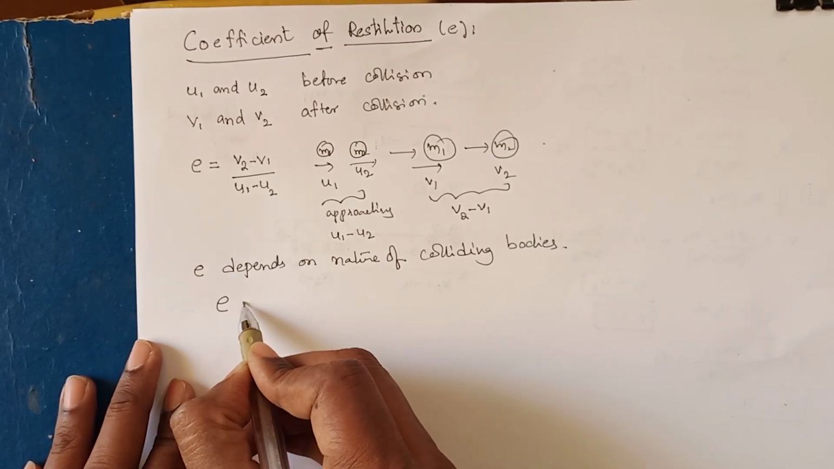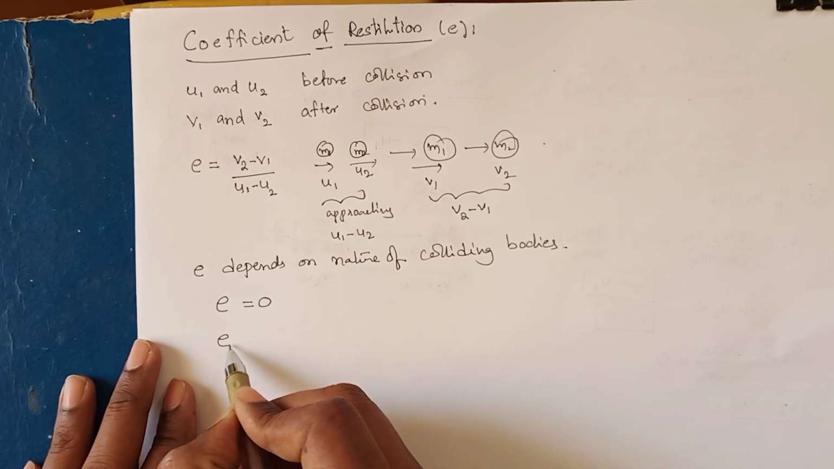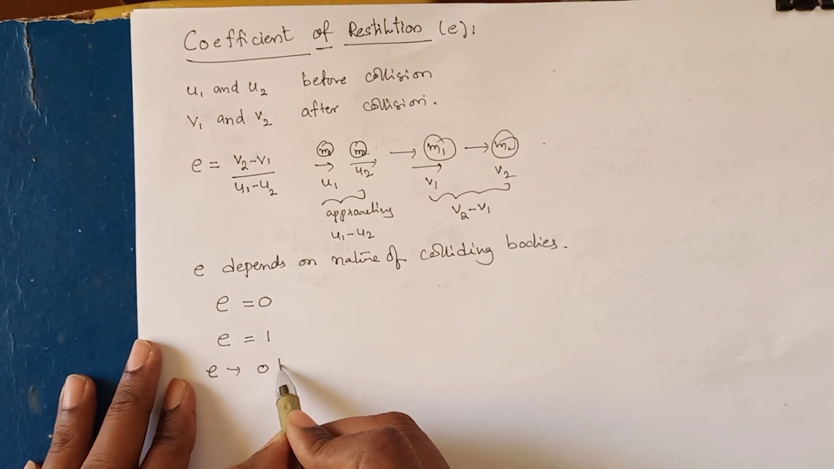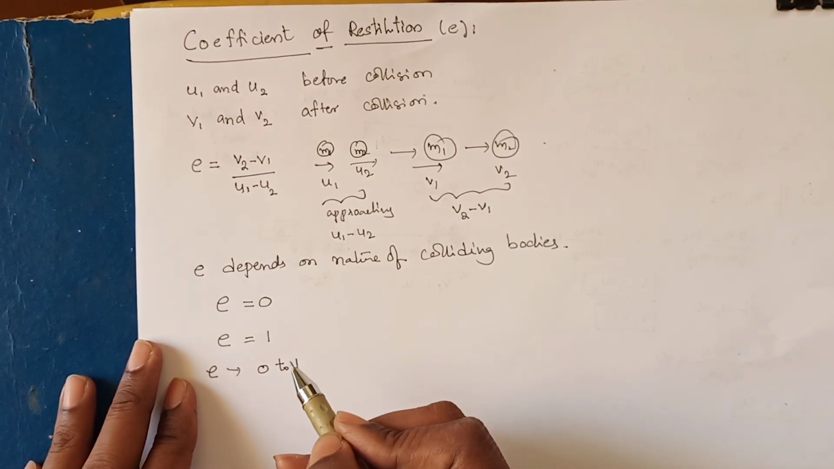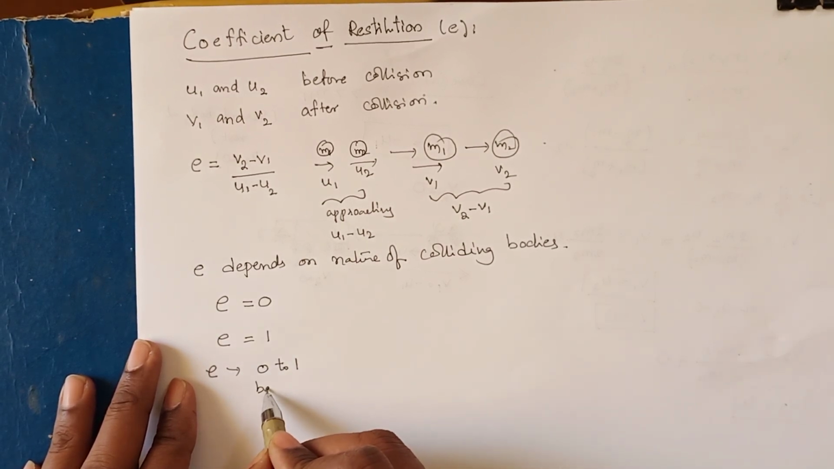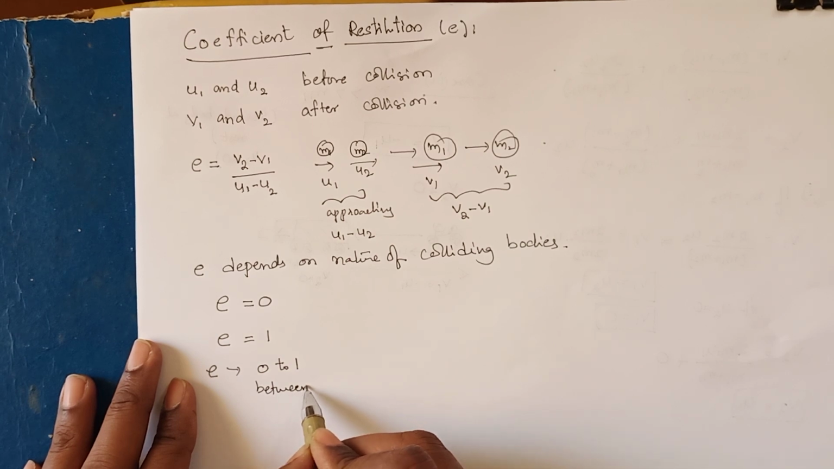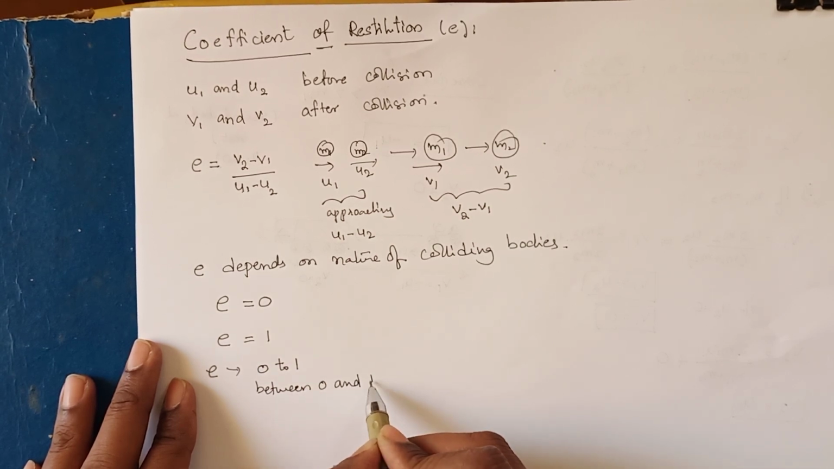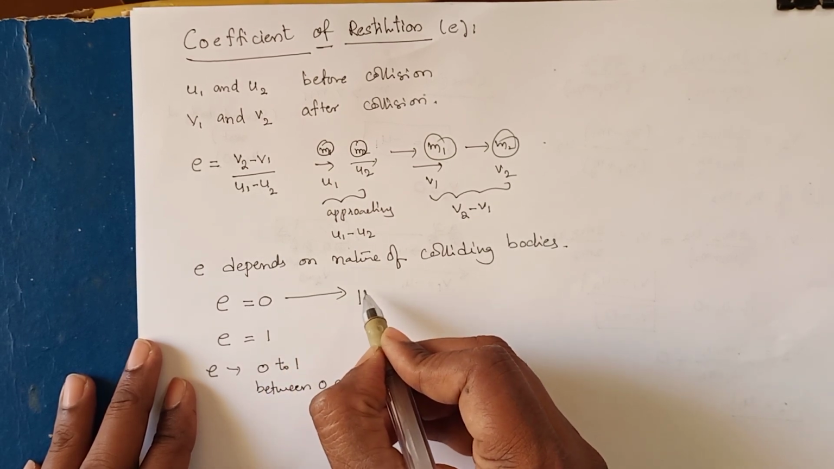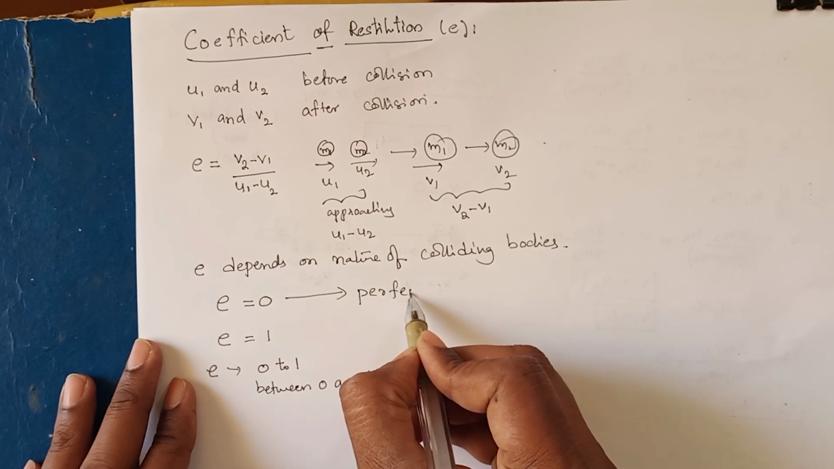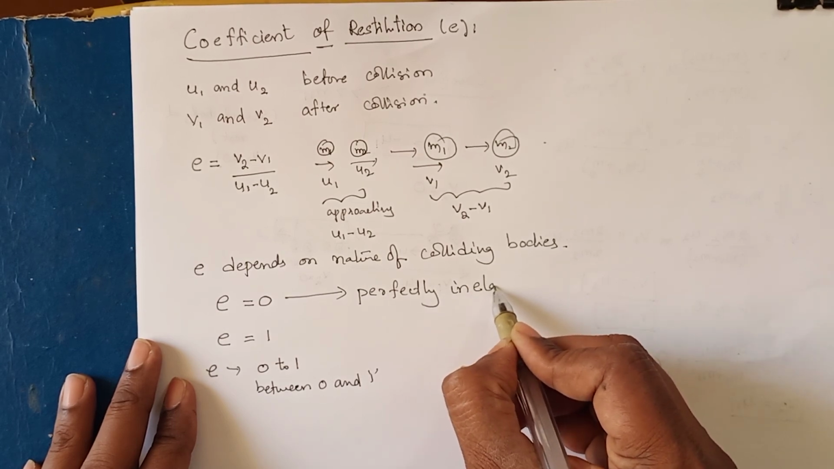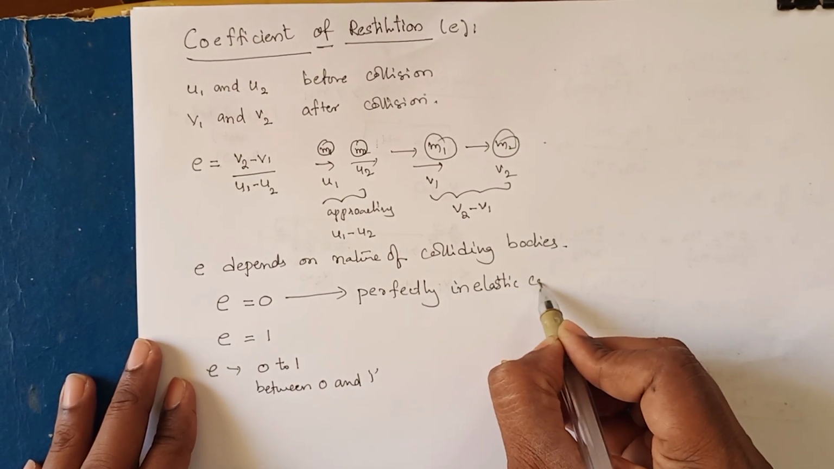What is meant by E is equal to 0? What is meant by E is equal to 1? What is meant by lies between 0 and 1? E is equal to 0 means the nature of collision is called a perfectly inelastic collision.